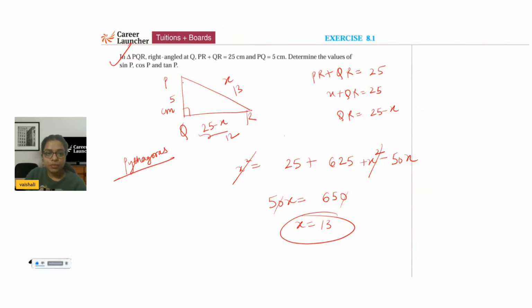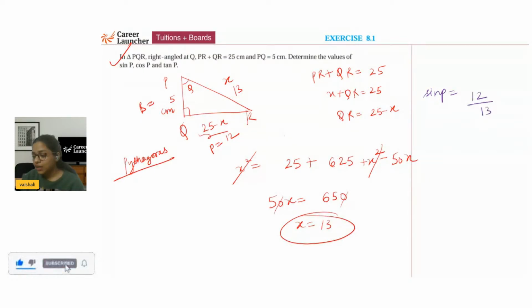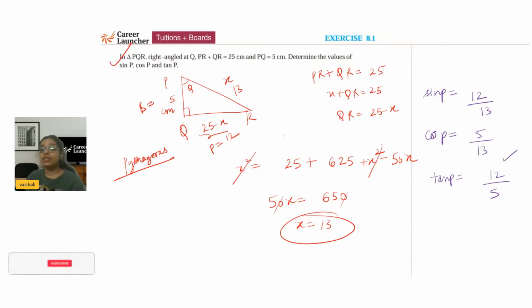So now with respect to p, we are calculating sin p, cos p, tan p. So it means your perpendicular is 12, your base is 5 and your hypotenuse is 13. So if we calculate these values, sin p is what? Perpendicular upon hypotenuse. So it is 12 by 13. Now let us look at the next one. Cos p is what? Base upon hypotenuse, which is 5 by 13. And finally, tan p is nothing but sin by cos, which is 12 by 5. And we are done with this question as well. Right? So I hope this question is also clear to everyone, and the concepts are easy to understand also.